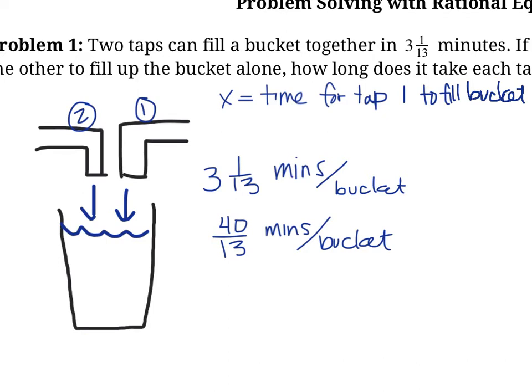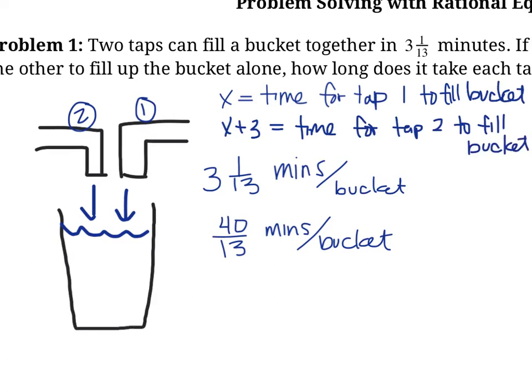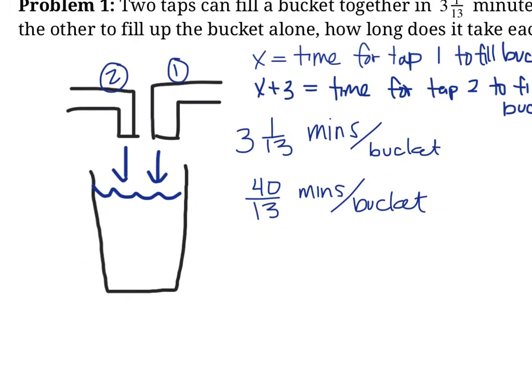In the question, it says it takes the other tap 3 minutes longer to fill the bucket. So we can say x plus 3 is the time for tap 2 to fill the bucket. Okay, that's a good starting point. Now the question is, how do we combine these two expressions with this 40 over 13? You might be tempted to just add them together: x is the time it takes one tap plus x plus 3 is the time it takes the other, and that should equal our total time, 40 over 13.